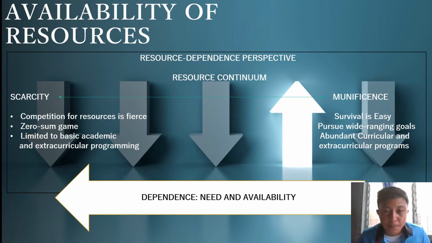So, resource dependence perspective, the resource continuum: there is scarcity and there is magnificence. In scarcity, competition for resources is fierce, a zero-sum game, limited to basic academic and extracurricular programming. While in magnificence, survival is easy, pursue wide-ranging goals, abundant curricular and extracurricular programs. So in school, what are the available resources? So this includes school furniture, equipment, technology, curriculum materials, manipulatives, textbooks, and any other materials within the school. Financial resources include cash and lines of credit.